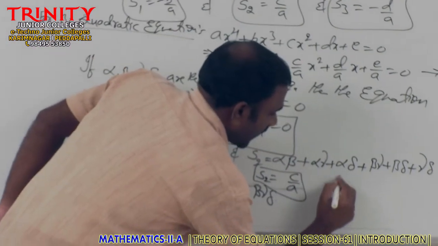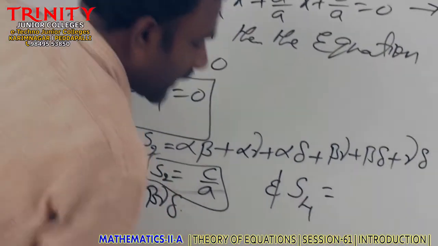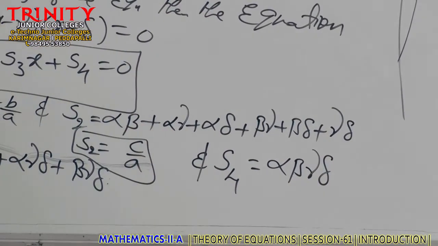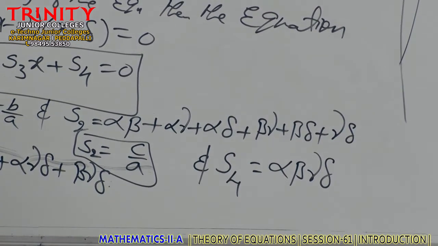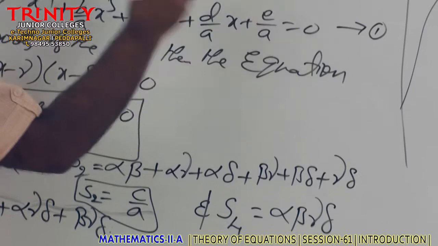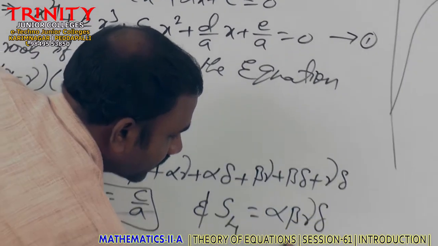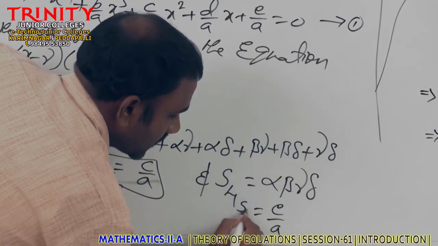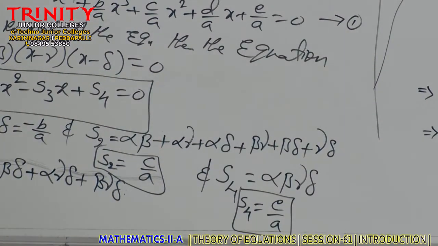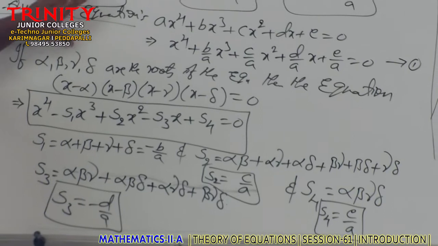And then next S4. Product of the four roots, alpha, beta, gamma, delta. Product of four roots, 1, 2, 3, 4. Alpha, beta, gamma, delta. S4 is nothing but the constant, E by A. This is S4, with the roots alpha, beta, gamma, delta.